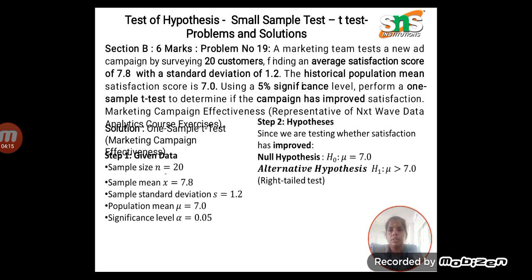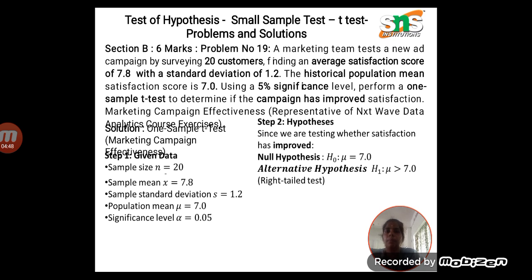My third problem is a marketing team testing a new campaign by surveying 20 customers. So 20 customers means the n value is 20 and their average, x bar, is equal to 7.8, standard deviation s is equal to 1.2, and the population mean is mu equal to 7, and the significance level is 5%. 5% means 0.05. So our question is to determine whether the campaign has improved or not.